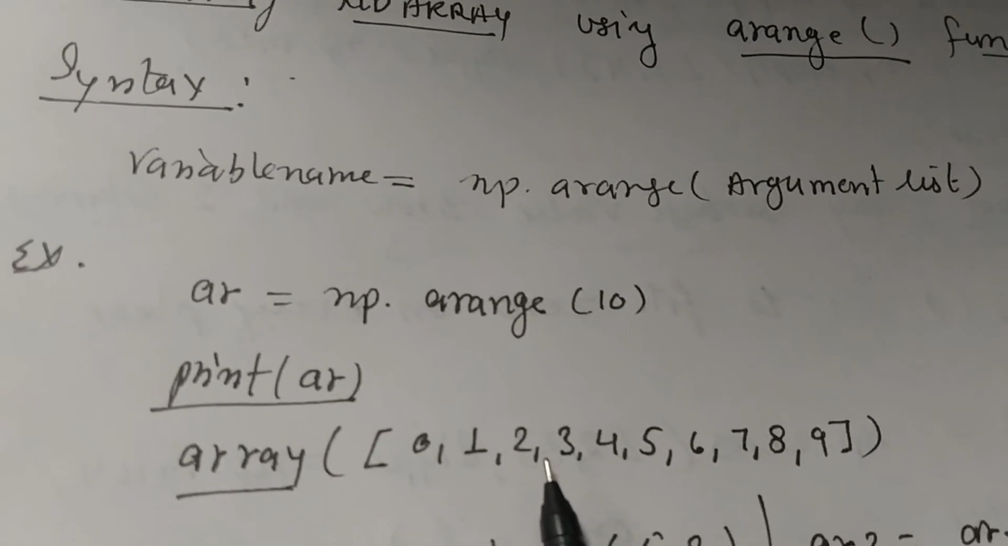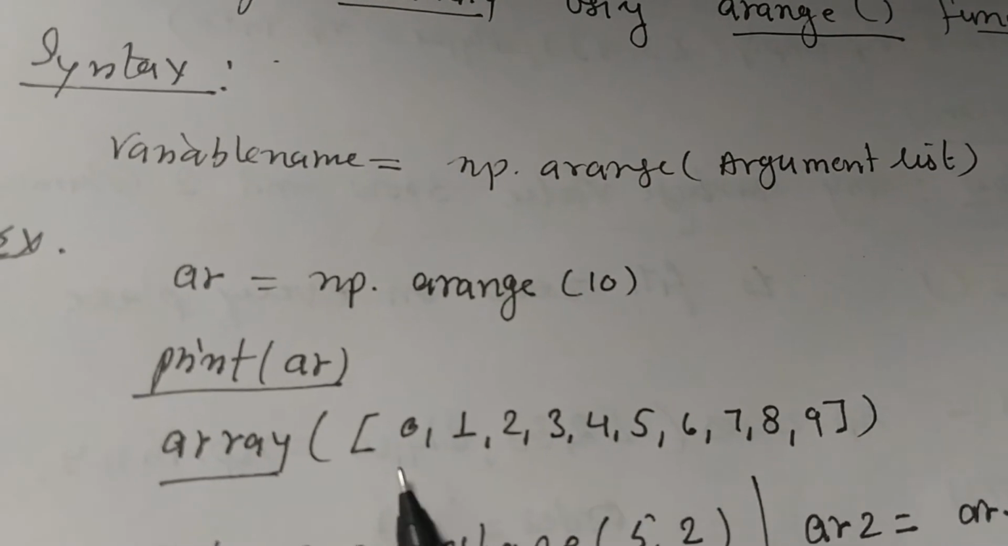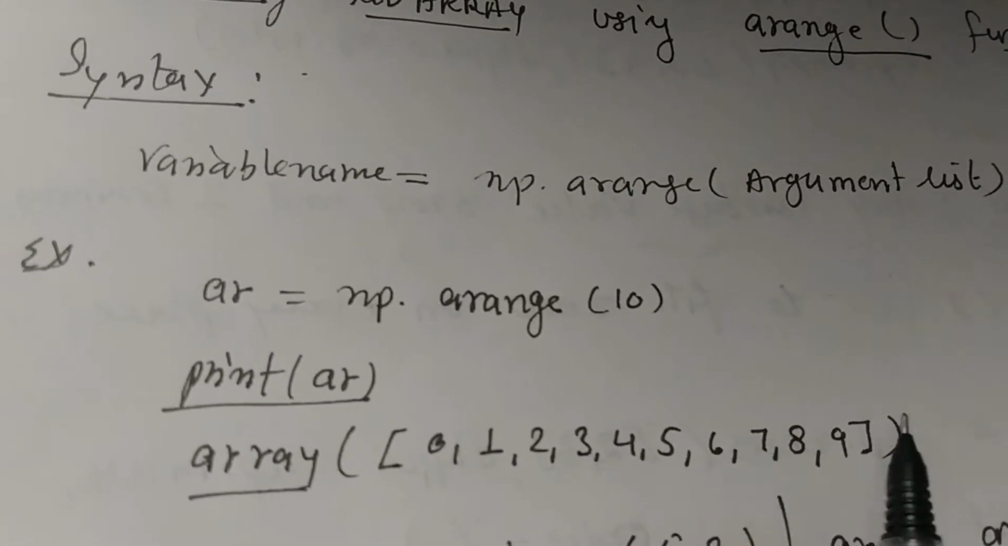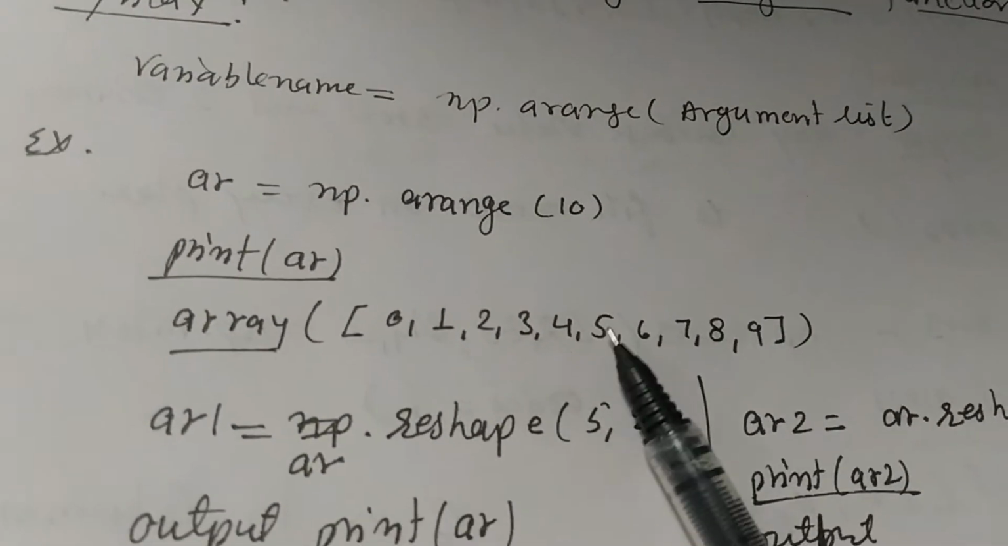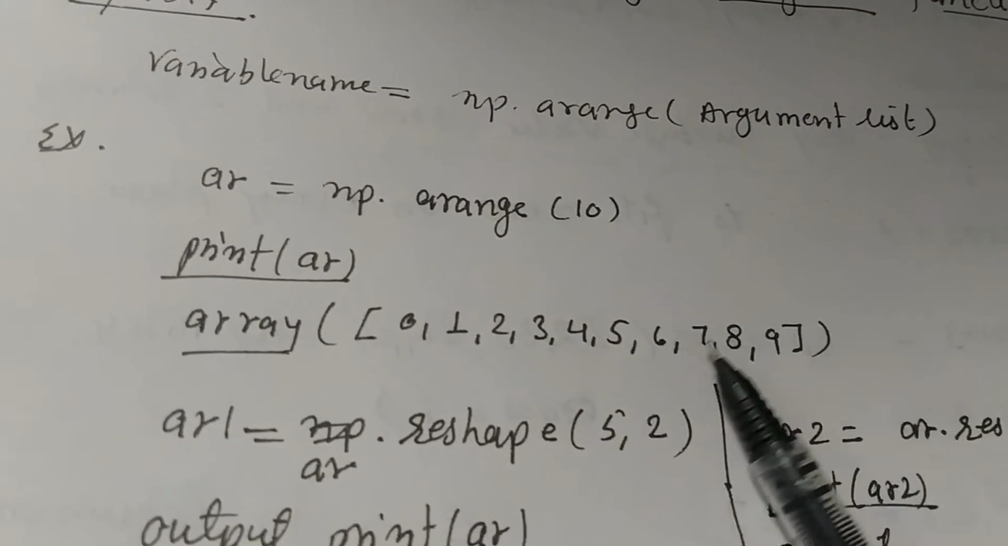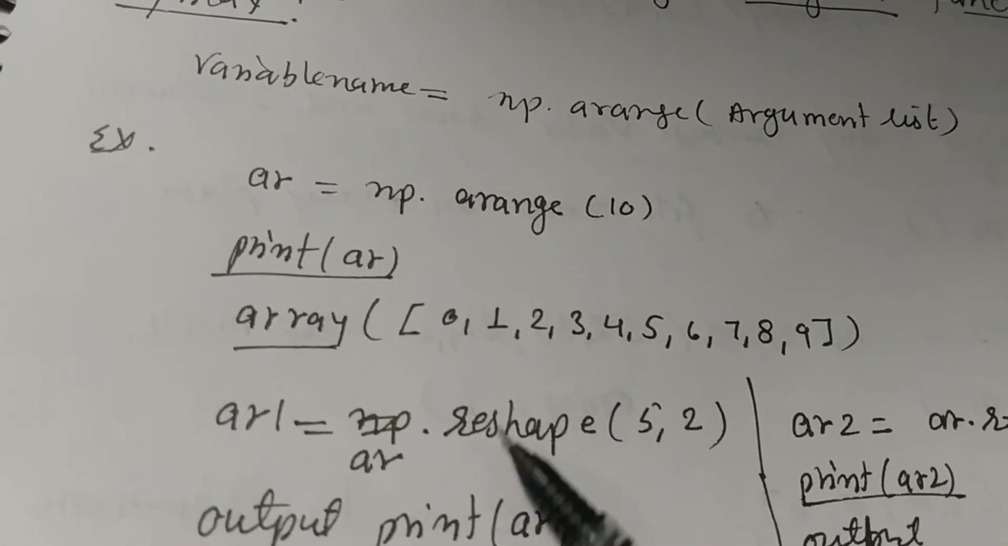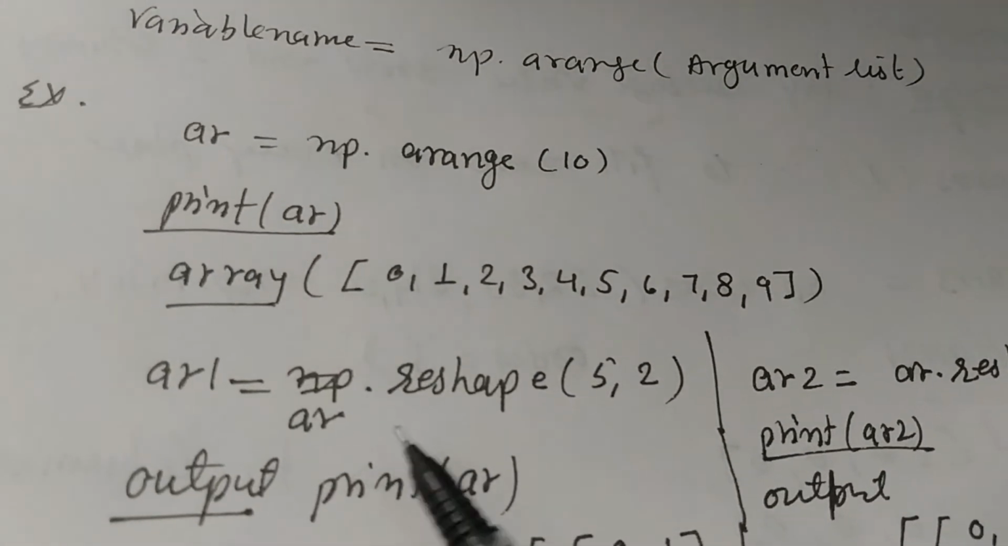9, but the number of elements is 10. This started from 0 to 9. Everybody knows that it will always start from 0, and the last element is not defined here. Now, we can reshape it.